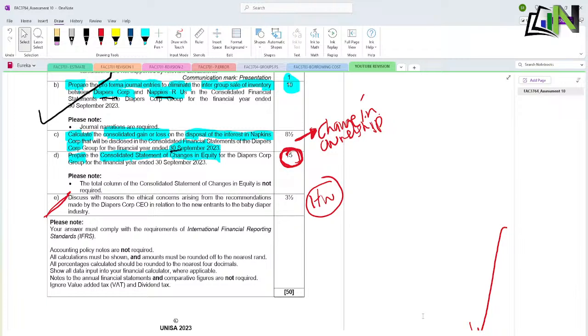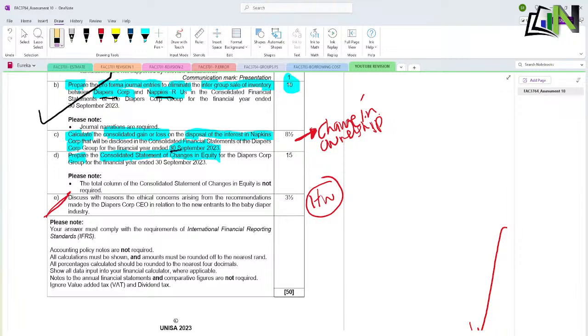So then we come to C. C says calculate the consolidated gain or loss on the disposal, and most of the students do not know this one.